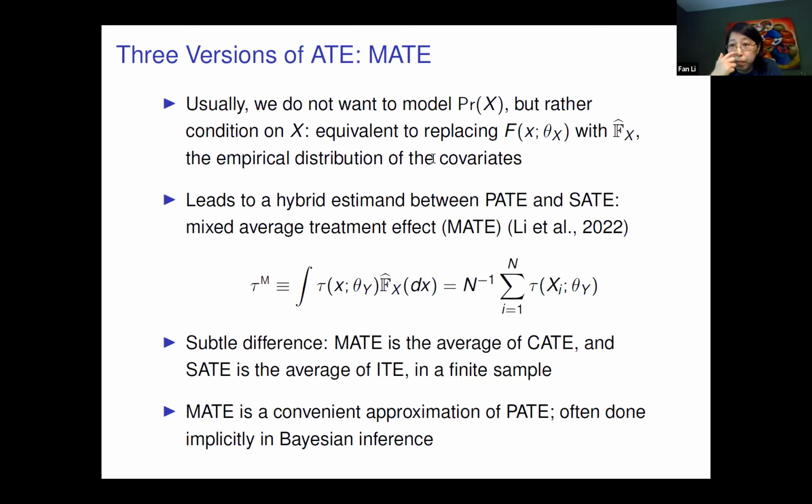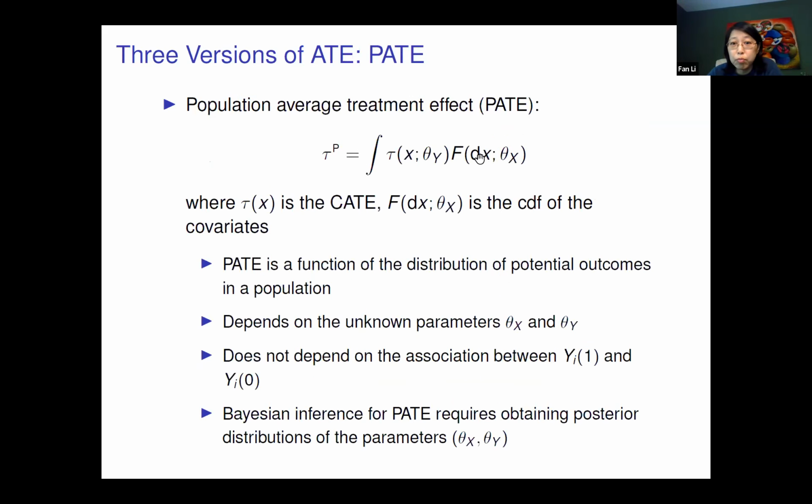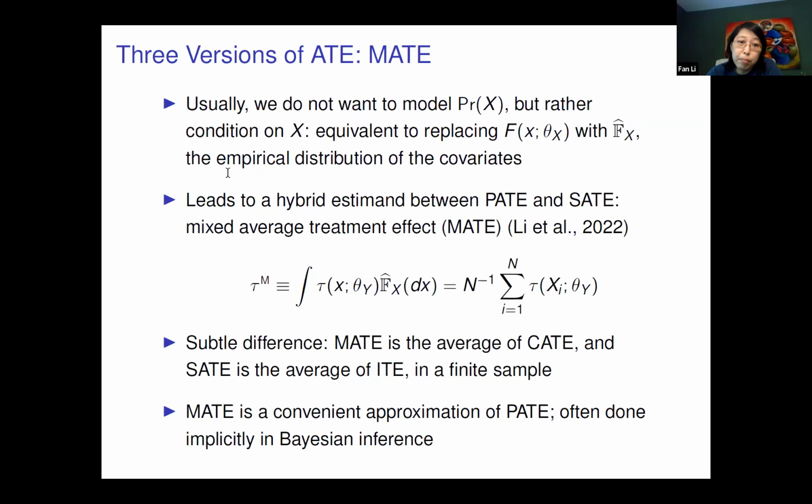What many Bayesians actually do in practice is replace this distribution of X by the empirical distribution of the covariates. In other words, we condition on X. This is done implicitly in many Bayesian causal inference papers, but it was not pointed out. When you condition on X, the estimand we are talking about is a hybrid between PATE and SATE. We call it MATE.